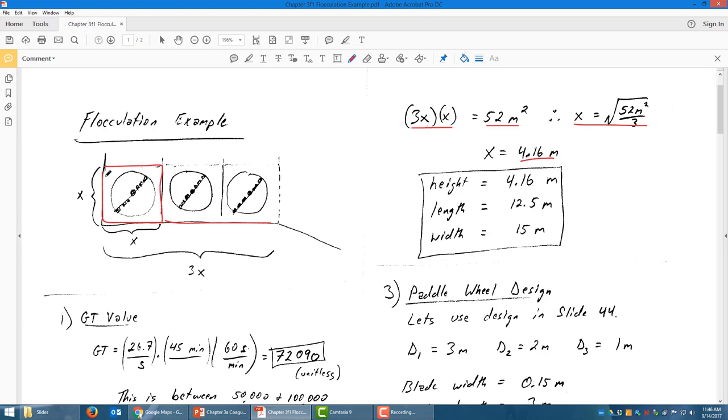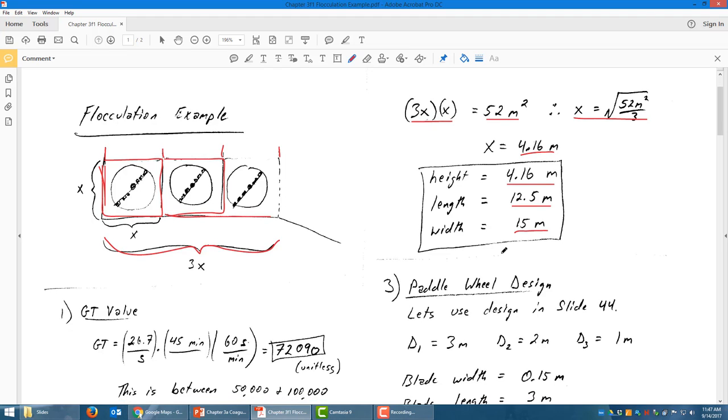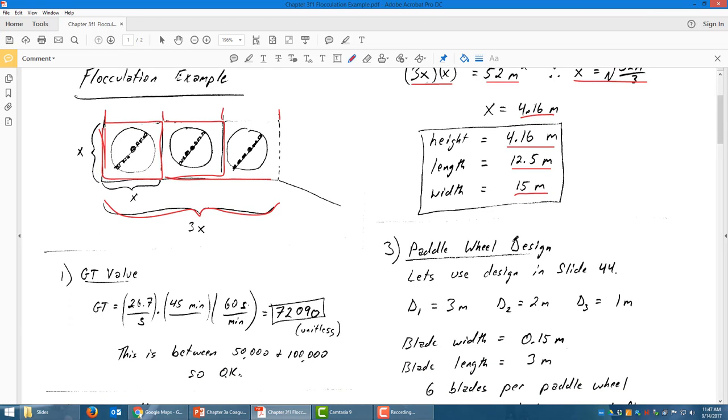So the height, this x here, is the 4.16 meters, and this is the height of the water, by the way. We would have to add a little more on top, and that's what we call freeboard, but we're interested first in just finding out how tall the water is. The length is going to be 12.5 meters, and that's this length here, and the width is that other width that we saw in the plan view, and it was 15 meters. Okay, so now we know the size of each compartment.